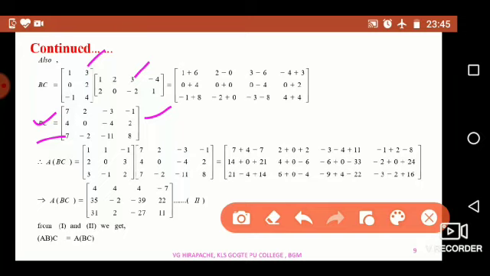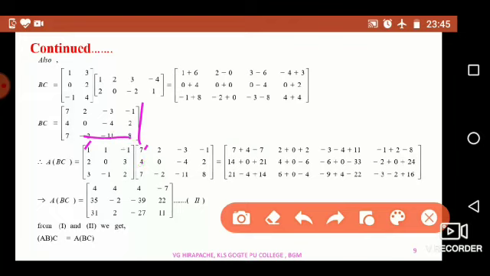Also, let me find out what A into BC is. A is a matrix containing the elements 1, 1, minus 1 in the first row, 2, 0, 3 in the second row, 3, minus 1, 2 in the third row. That matrix is multiplied by the matrix BC. Therefore, the first row elements are multiplied by the corresponding elements of the first column of the next matrix. Therefore 1 times 7, 1 times 4 and minus 1 times 7, so 7 plus 4 minus 7.